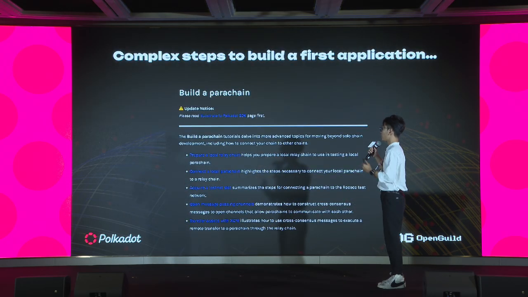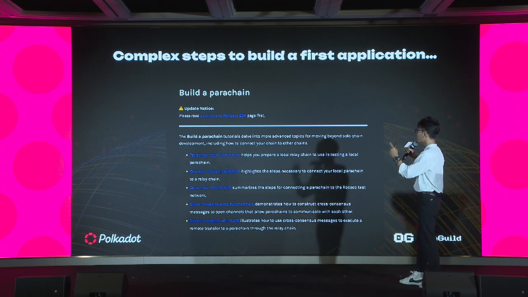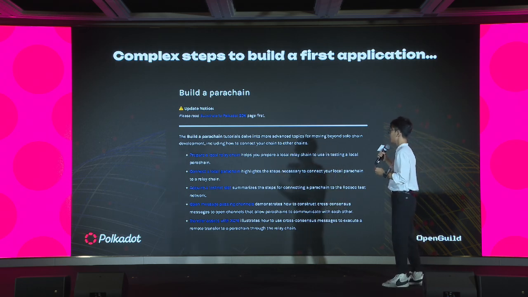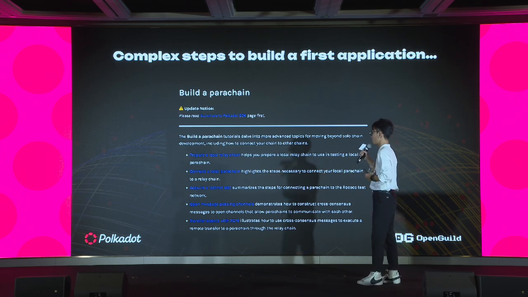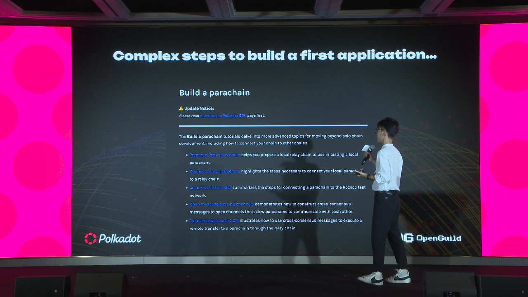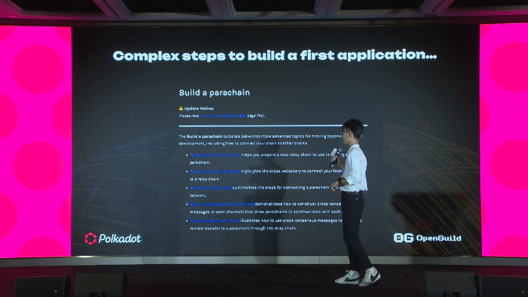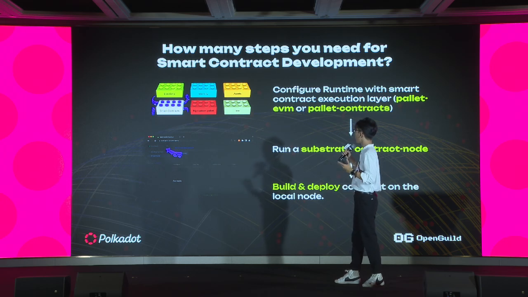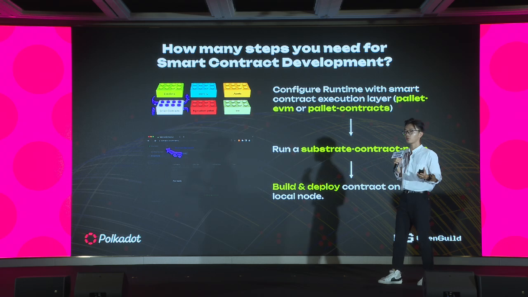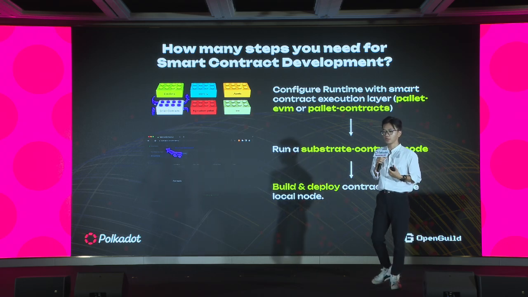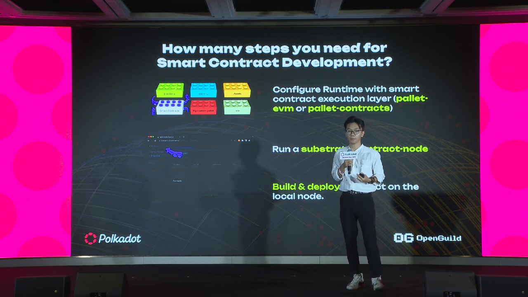When you look at the official Substrate documentation, you see very complex steps to build a first application. To build a parachain, you have to prepare a local relay chain, then connect a local parachain, and acquire a testnet slot, and there are even more steps than that. And how about smart contracts? How many steps do you need for smart contract development? First, you have to configure your runtime to have pallet contracts, or maybe pallet EVM if you want it to be EVM compatible.